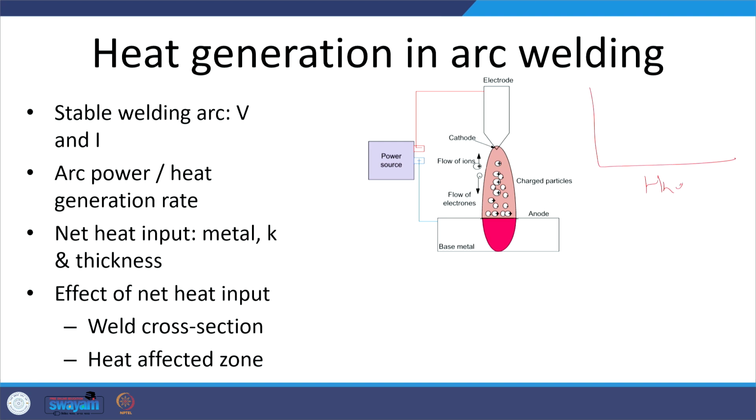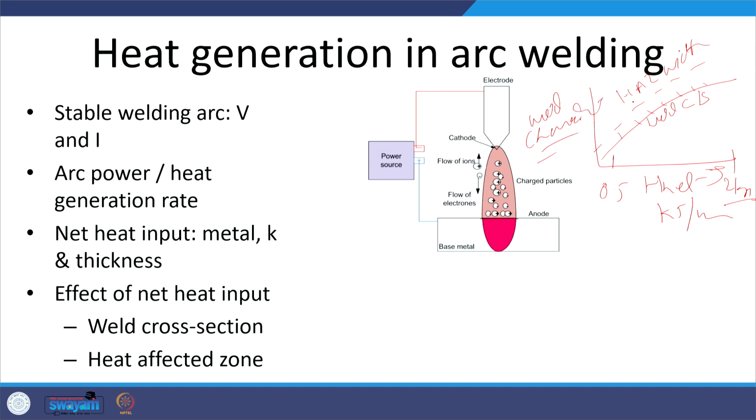So, if in the x axis we put the net heat input, say 0.5 kilojoule per mm or 2 kilojoule per mm, there is a great difference. So, our weld cross sectional area will be increasing almost linearly in the beginning. And likewise, our heat affected zone width also increases. So, here we can say, with the weld characteristics on the y axis, HAZ width increases with the increase of net heat input, and weld cross sectional area increases with the increase of heat input.